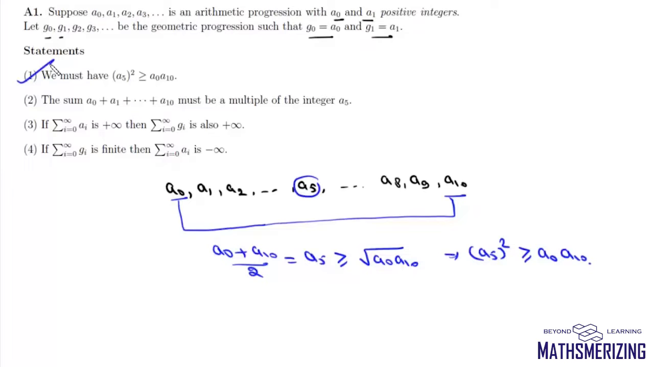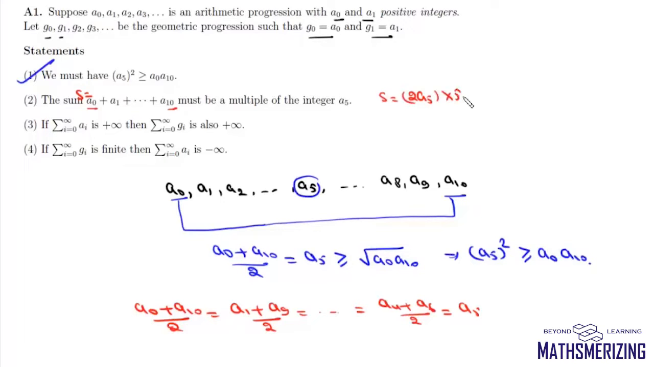Now statement 2 says the sum A0 plus A1 up to A10 must be a multiple of integer A5. As stated previously, (A0 plus A10) by 2 will be equal to (A1 plus A9) by 2, and so on all the way up to (A4 plus A6) by 2, which will be equal to A5. So this sum, say S, can be expressed as 2 times A5, 5 times, plus A5, which is simply 11 times A5, which is a multiple of integer A5. That means statement 2 is also correct.